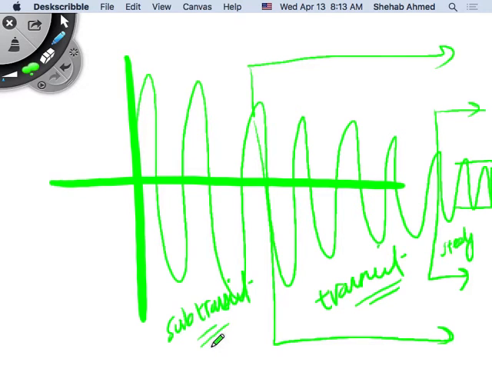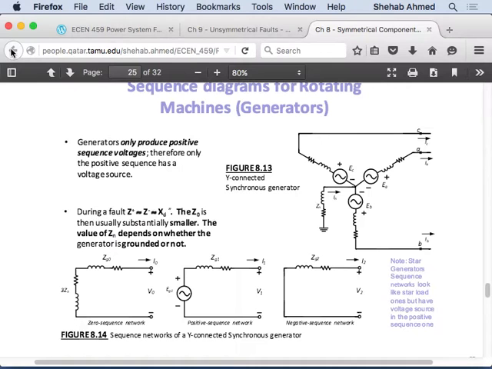The subtransient impedance will be the least because it's the highest current. Then the transient impedance, then the steady state synchronous impedance. So you may be given several values for the positive sequence value of the impedance here.